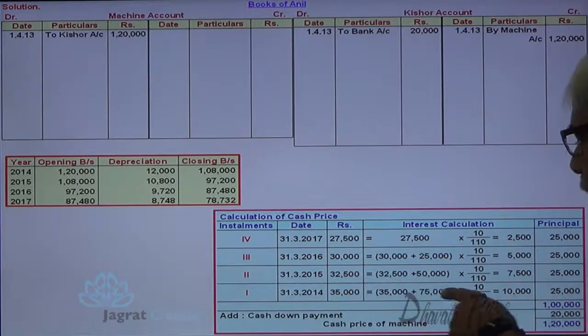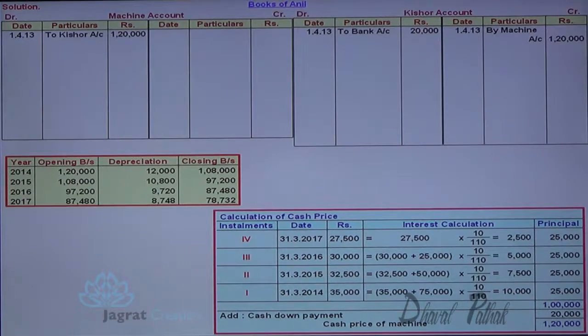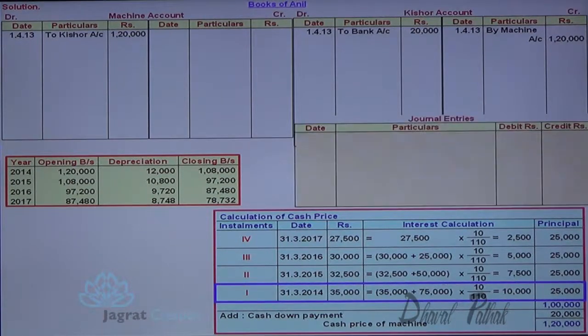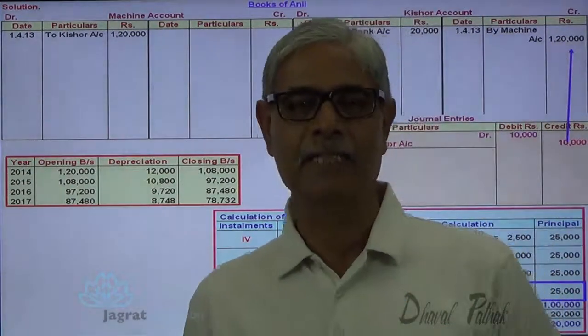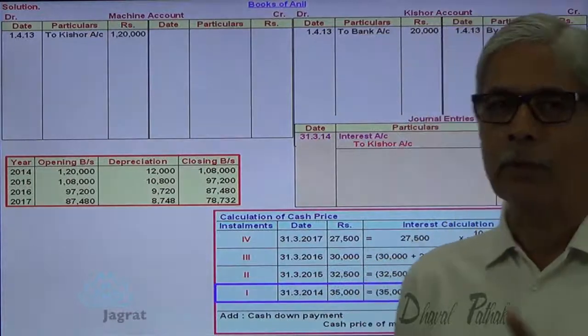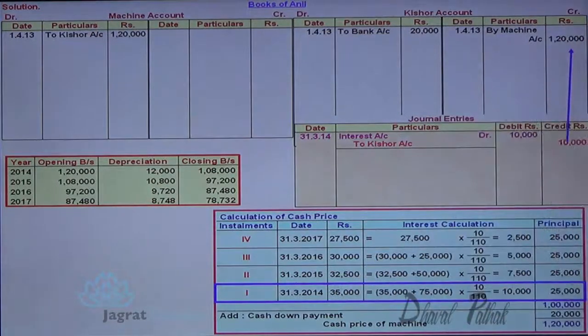Now take care of first installment. In first installment, interest 10,000. So I write the entry for the first year only. So interest account debit to Kishore account credit. Interest is my expense, because on outstanding amount I am required to pay interest. Expenses are debited. So interest account debit and that is payable to Kishore.